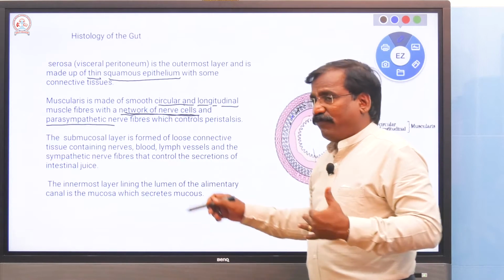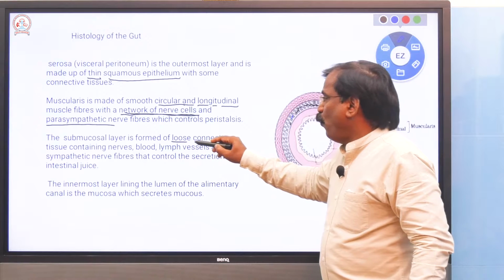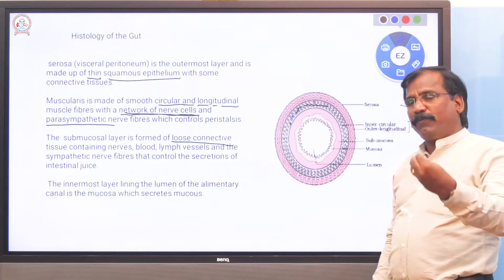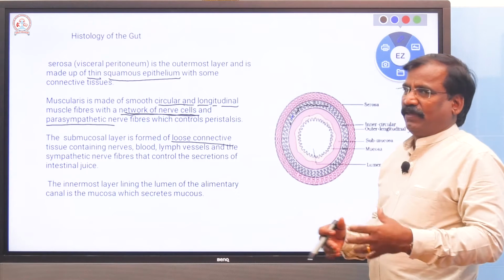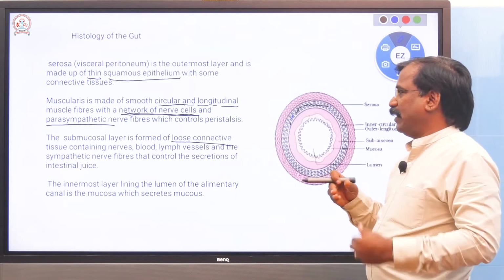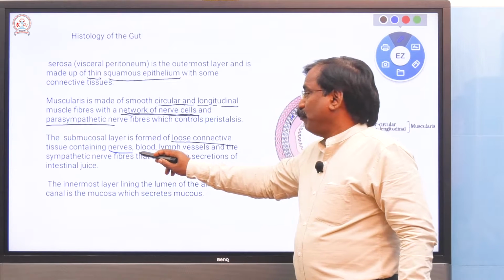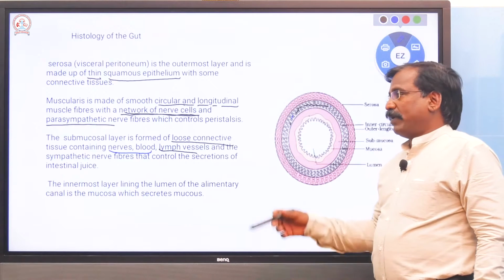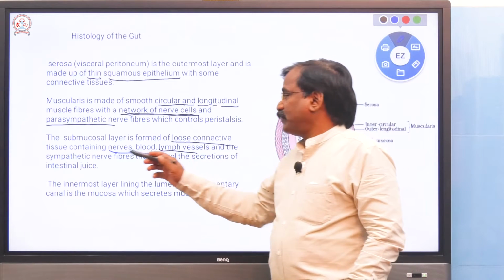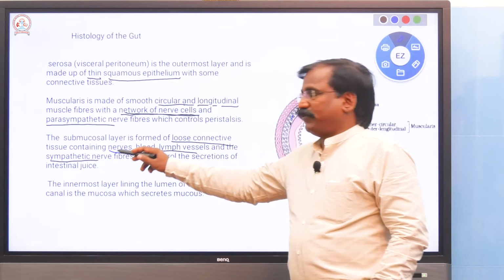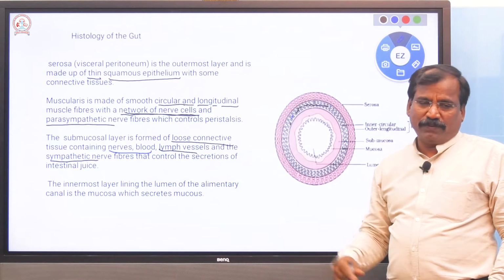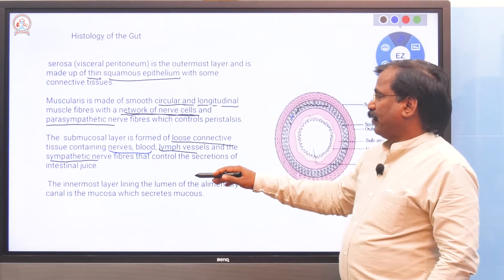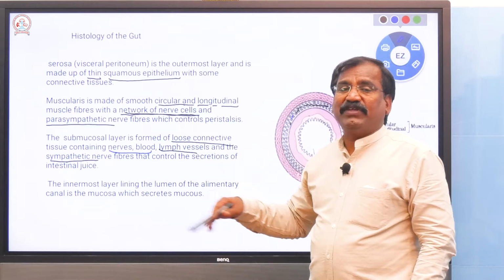Listen, the third layer from outer, the submucosa, is made up of loose connective tissue, a little loose, not hard, containing nerves, blood vessels and lymphatic vessels. Mainly nerves, the sympathetic nerves, a type of autonomic nerve. Here sympathetic nerves are there, and these nerves control the secretion.